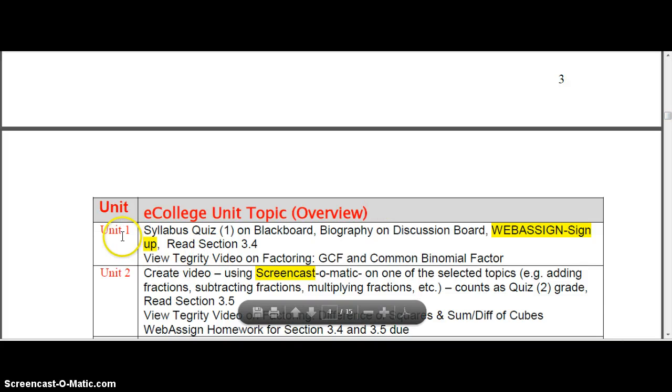Unit 1, for example, corresponds to Week 1. By the end of Week 1, you should have completed the quizzes that are under Unit 1. There is a syllabus quiz involved, so you need to complete that. You have to complete your biography on the discussion board. You have to sign up for WebAssign, for example. And I also want you to read Section 3.4 and view integrative videos on the GCF and common binomial factor. So all of these items should be done by the end of the first week, for example.